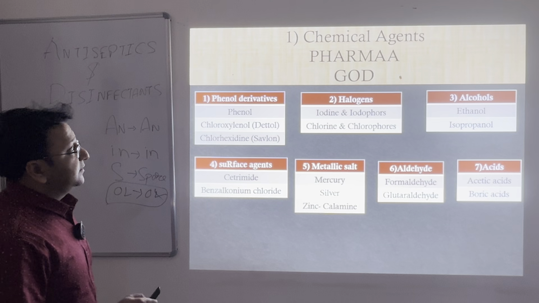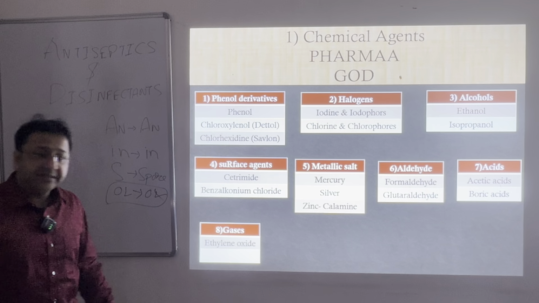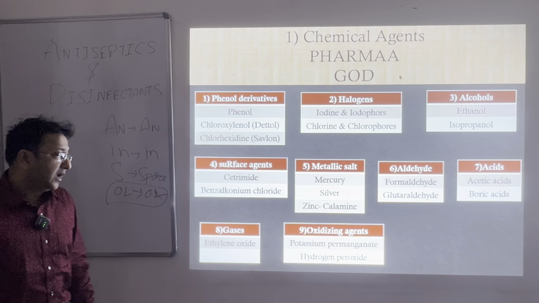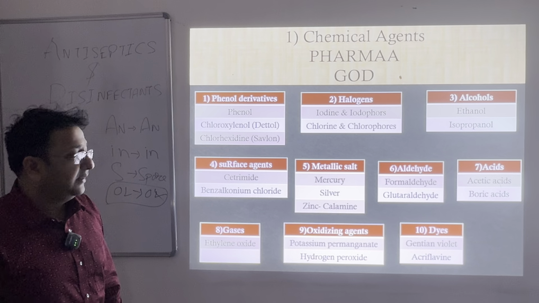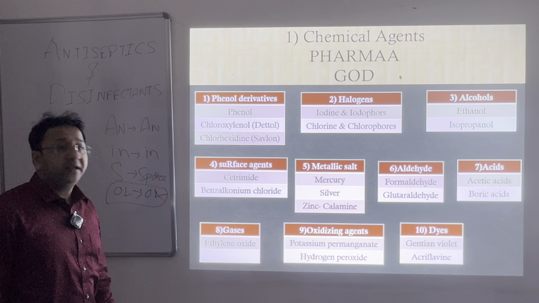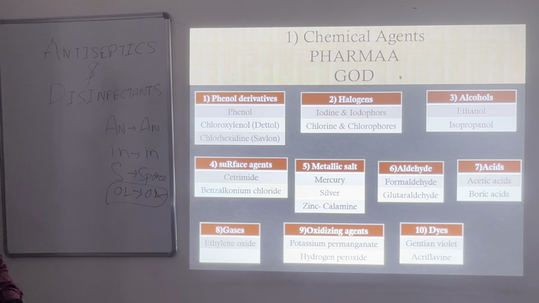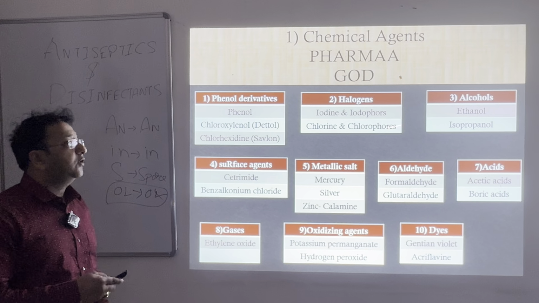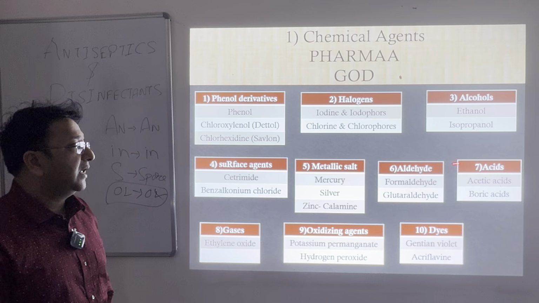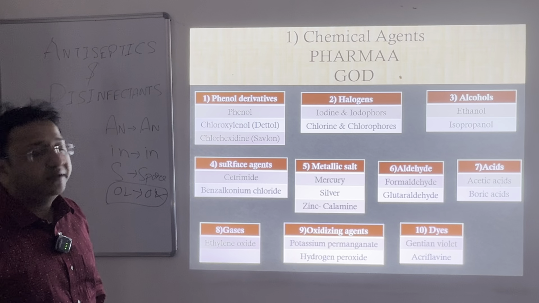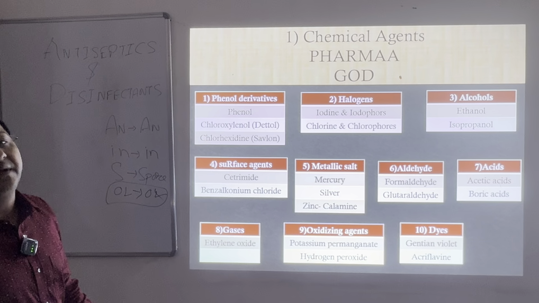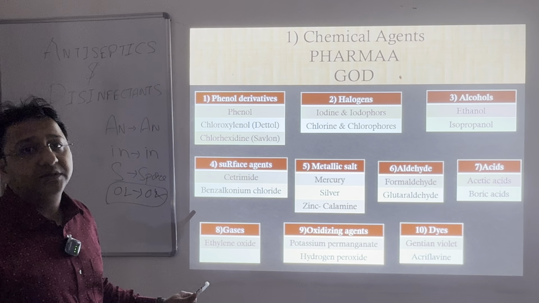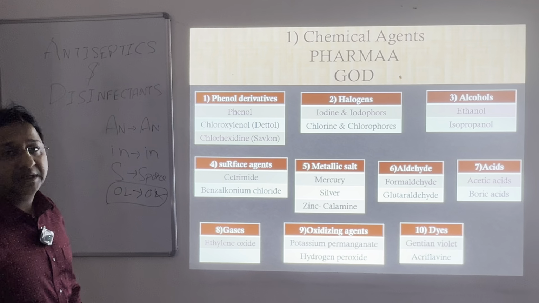Okay. Then G for gases, ethylene oxide gas, and O is for oxidizing agent, potassium permanganate, hydrogen peroxide, and D for dyes, gentian violet, acriflavine. So you can remember this with PHARMA GOD. P is for phenol derivative, H for halogen, A for alcohol, R surface agent, M metallic salt, A aldehyde, A acid, G gases, O oxidizing agent, and D dyes. So these are the various antiseptics and disinfectants which are used. So this is classification according to the chemical agent.